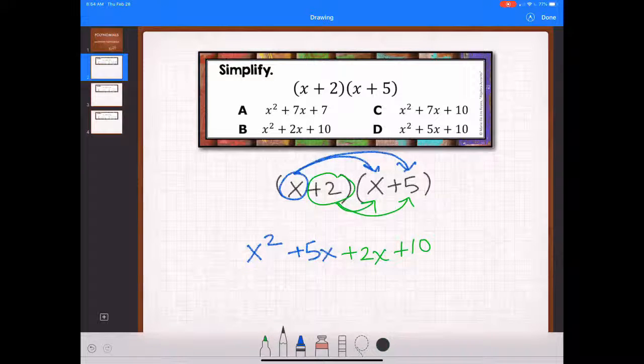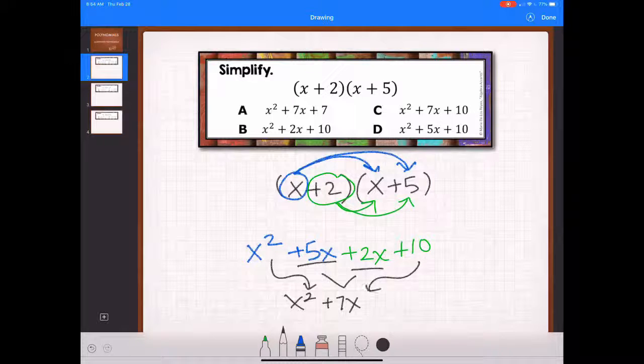And then you're going to combine like terms. If you notice, these two terms in the middle are the same type. They're x terms. So when you rewrite it, this will give you 5x plus 2x is positive 7x. You're going to drop down the front term, so x squared, and drop down the back term, plus 10. So your final answer is x squared plus 7x plus 10.